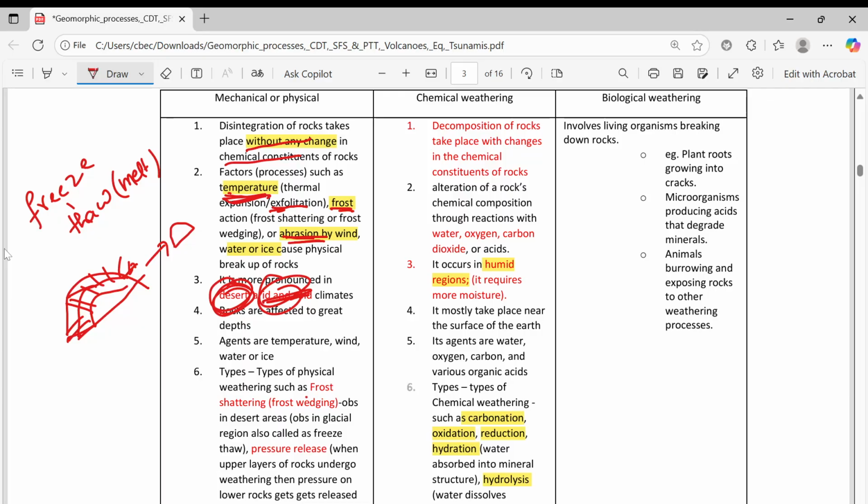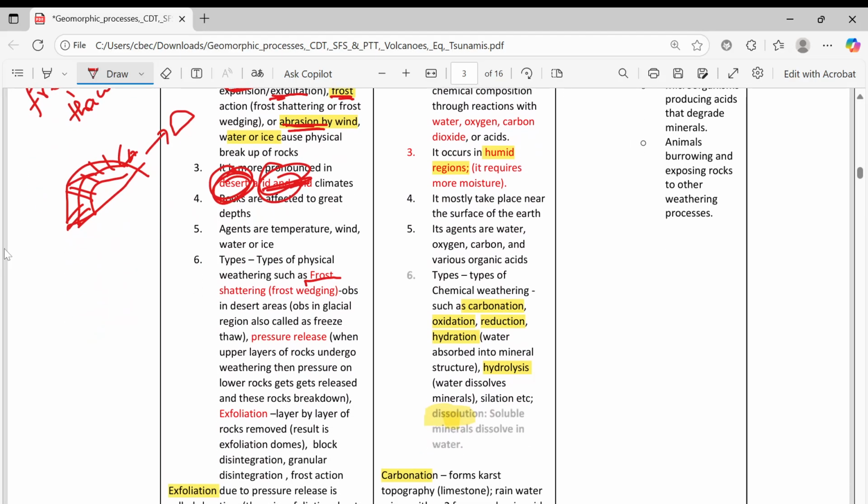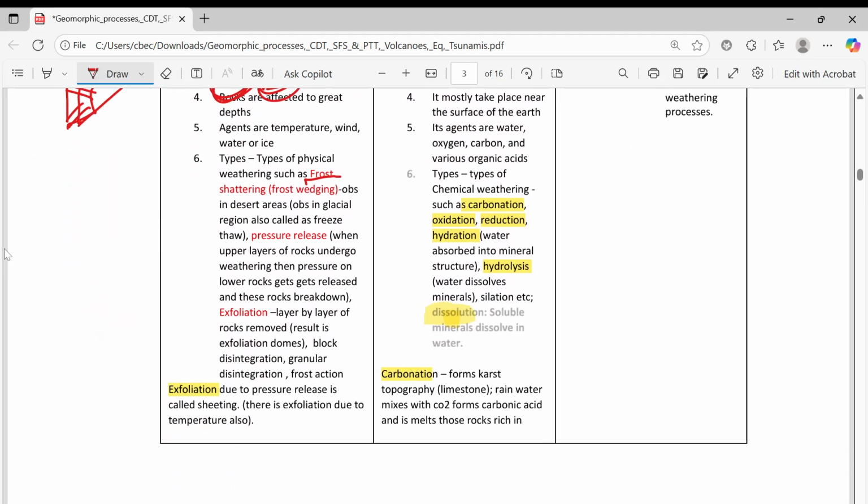And among the types, remember frost shattering, as I told. This freeze-thaw cycle ultimately breaks the rock into small pieces. That is shattering, like glass shattering, when glass falls down and breaks into small pieces. Similarly, frost shatters the rock. That is weathering. This freeze-thaw occurs in glacial regions. Wherever there are glacial regions, there is freeze-thaw. Freeze-thaw and frost shattering are mostly the same.